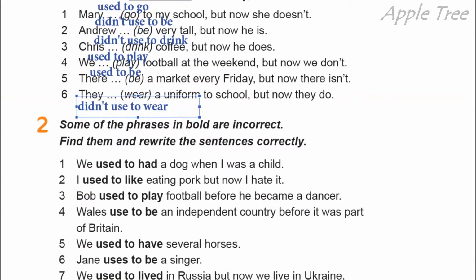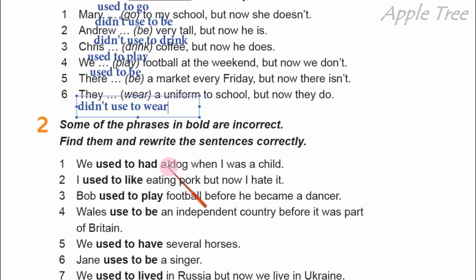Ось така вправа. Great. Тема не складна, як ви бачите. Головне розуміти, де ми ставимо used to у стверджувальній формі, а де в запереченні, і як заперечення формується. Two, some of the phrases in bold are incorrect. Деякі вирази, які виділені, вони неправильні. Find them and rewrite the sentences correctly. Нам потрібно знайти їх і переписати речення правильно.